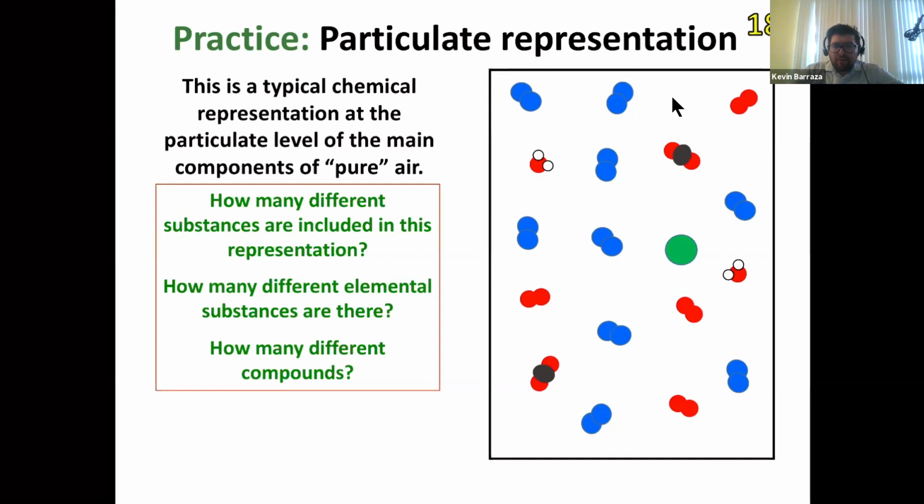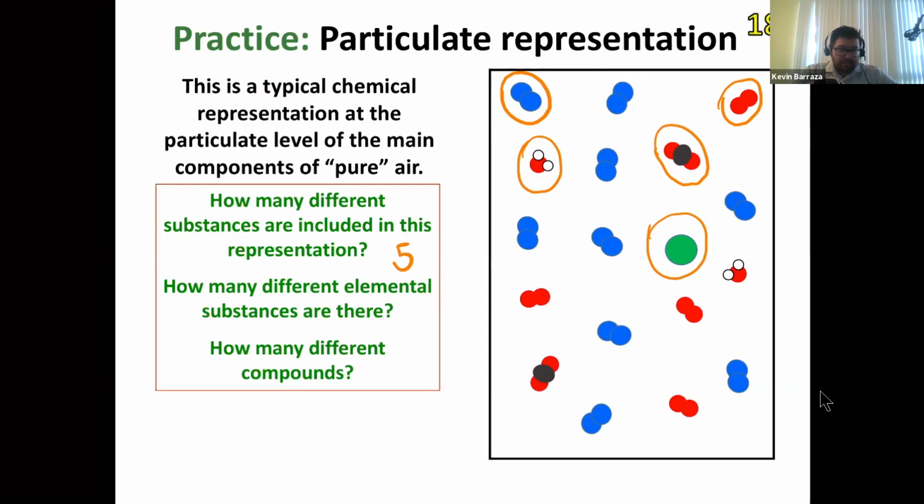So we could try maybe circling them. So here is the particle of one substance. Here's a different, so that's 2. A different, so that's 3, 4, and here's one more, 5. So there are 5 total substances based on 5 particles. Each particle is a speck of a different substance.